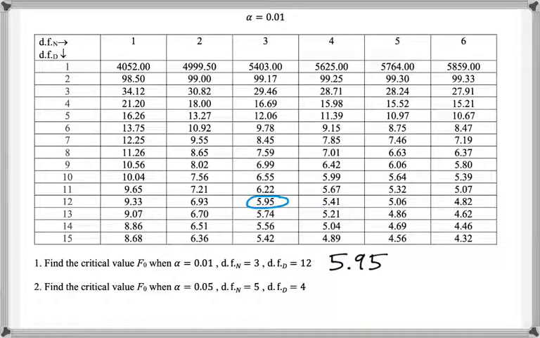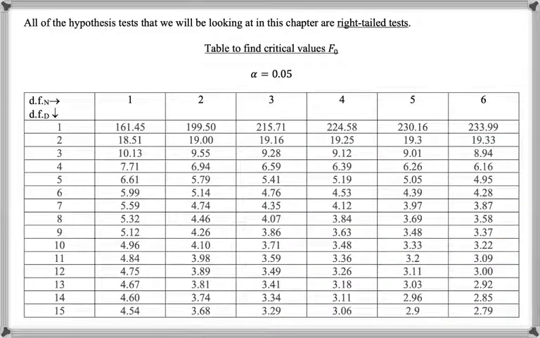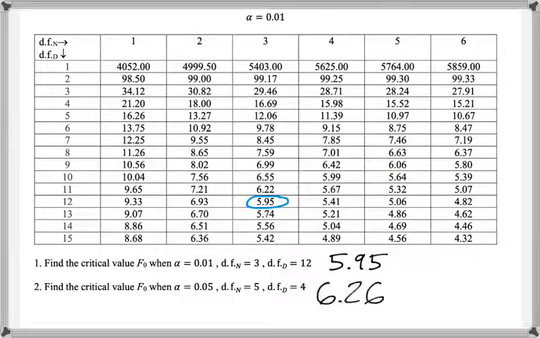Number 2 wants us to find the critical value when alpha is equal to 0.05. The degrees of freedom in the numerator are 5, and the degrees of freedom in the denominator are 4. So that would be right here. So 6.26.